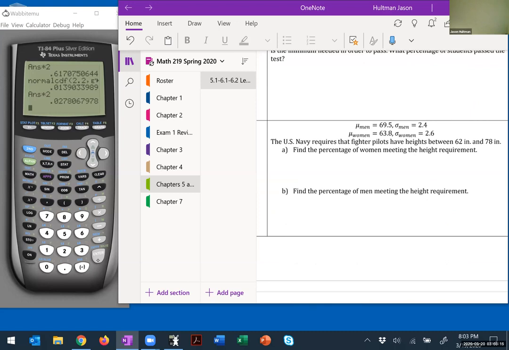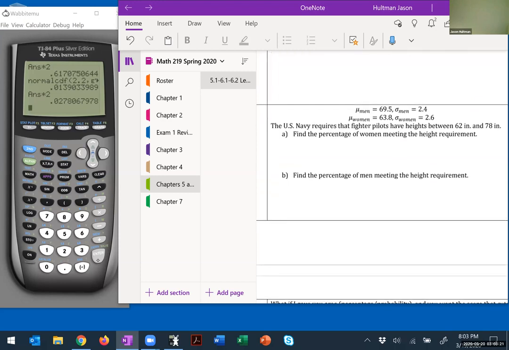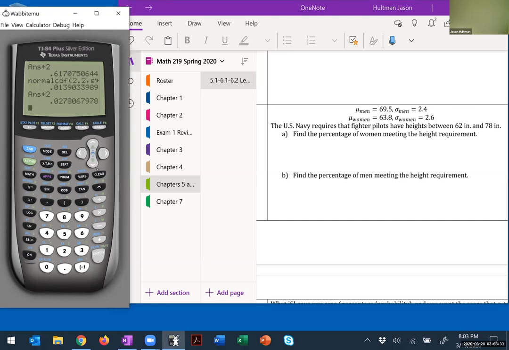Okay, now let's do some examples where we don't have Z scores, okay? Well, it's really easy with the calculator. If you don't have a Z score, the calculator will turn it into Z scores for you. Very nice. Okay, so let me clear my calculator. Here it says the mean for men is 69.5 and the standard deviation is 2.4. The mean for women is 63.8 and the standard deviation is 2.6. Find the percentage of women meeting the height requirements, from 62 to 78.